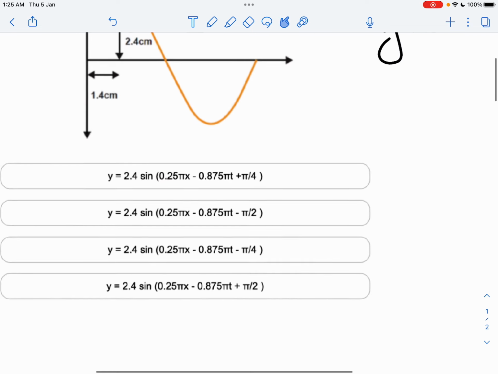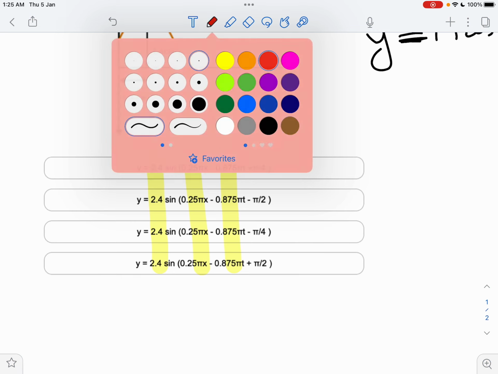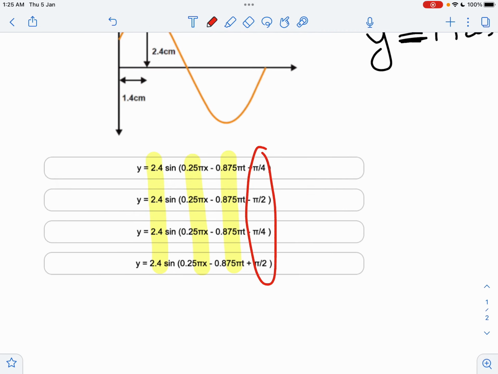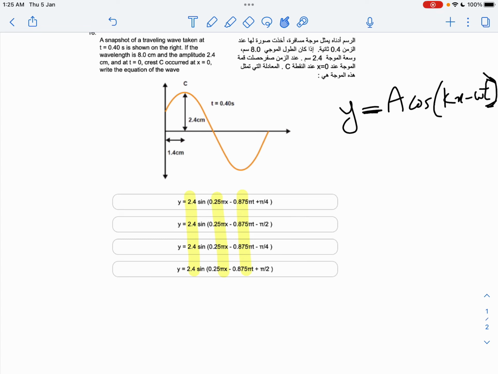If I take a look at those solutions here, all of those quantities are similar, in addition to 2.4, which represents the amplitude of the wave. The only thing that's different is simply this part, which we call the phase. This part here. So, how do we know which one is correct?